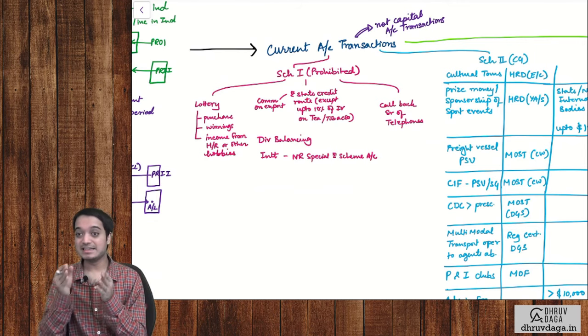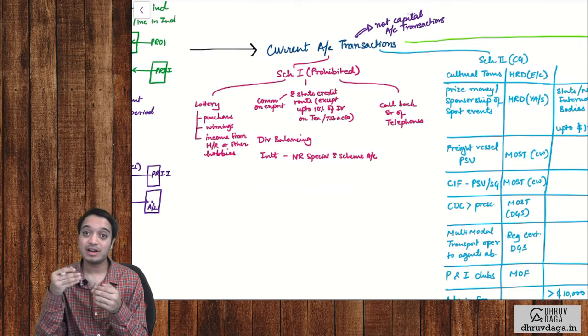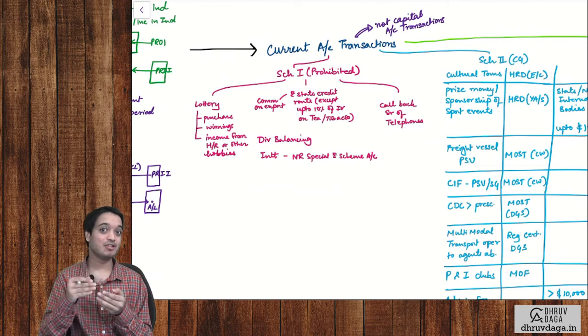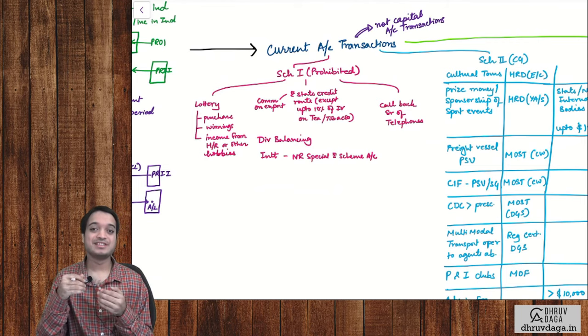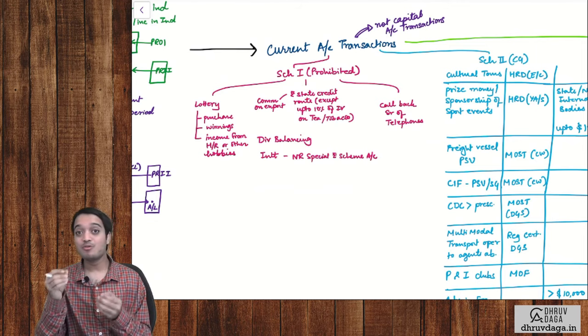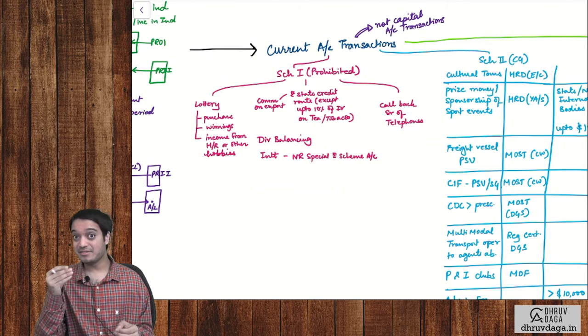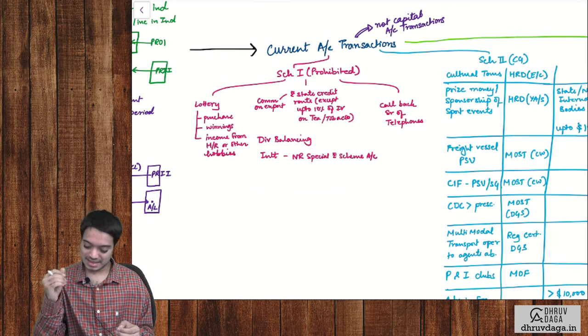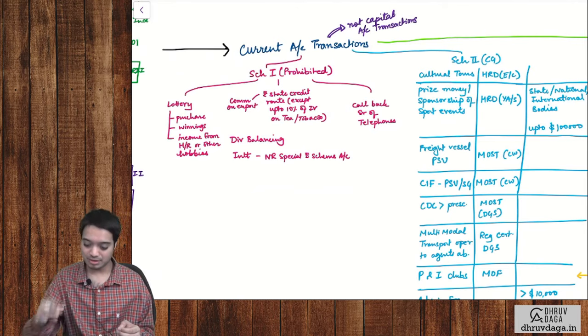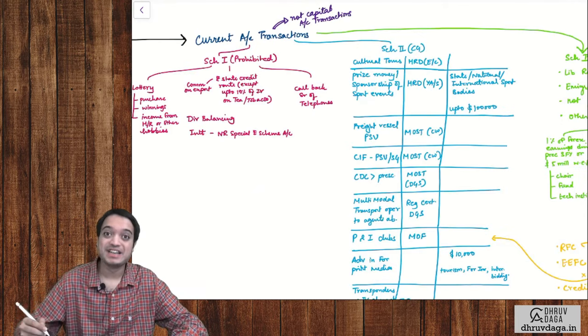Then the second category is commission, interest or dividend. So commission, if it is received on basis of or for an export to a wholly owned subsidiary or a joint venture abroad, or commission which is received under exports made under the rupee state credit route, except if it is for tea, tobacco, then up to 10% of the invoice value it shall be allowed. Then dividend remittance by companies on which dividend balancing is applicable, and commission, dividend and interest. So interest from a special non-resident scheme. Next one is the callback services on the telephone. So now we talk about Schedule 2 transactions.